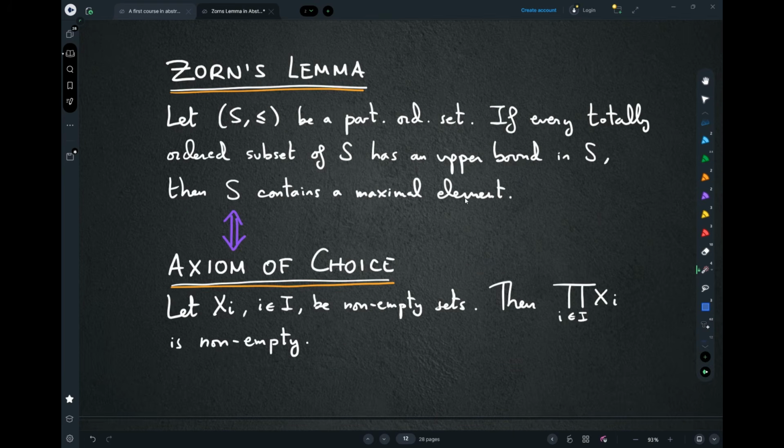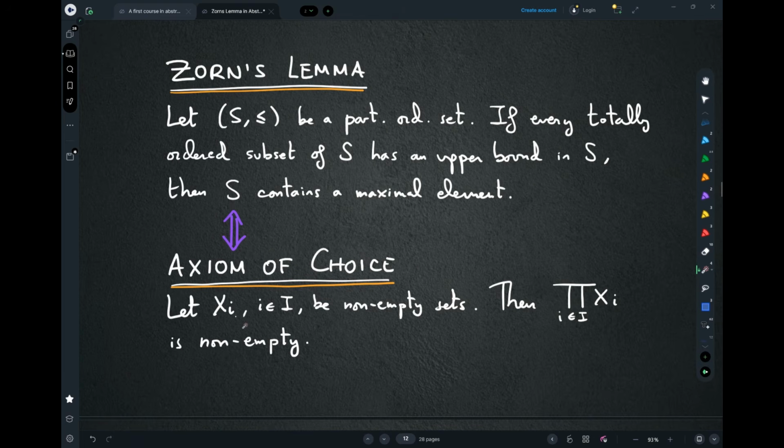Now we're ready to talk about Zorn's lemma. So this is a statement of Zorn's lemma. If S is a partially ordered set, and every time we have a totally ordered subset of S, it has an upper bound in S, not necessarily in the totally ordered subset, but an upper bound in S, then S contains a maximal element. As I said, Zorn's lemma is logically equivalent to the axiom of choice.